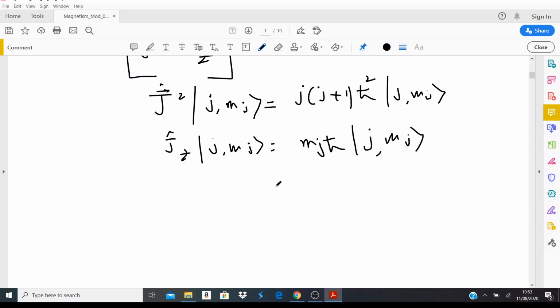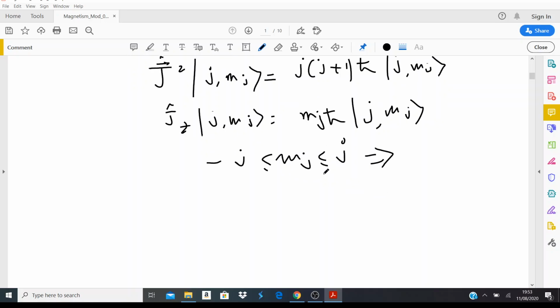And also, if you remember, this mj quantum number runs in the range minus j to plus j in steps of unity, right? So if somebody asks you how many mj allowed values you have in this range, as this is running in steps of unity, there should be 2j plus 1 different mj values starting from minus j to plus j, right?